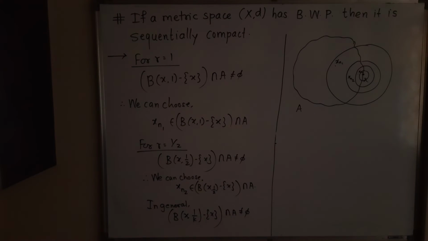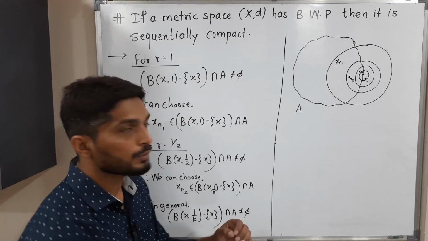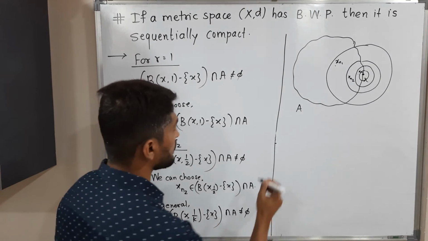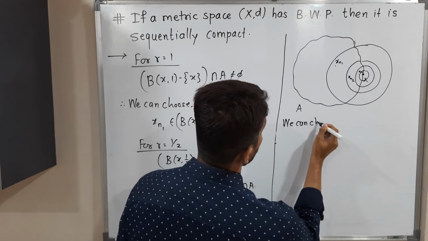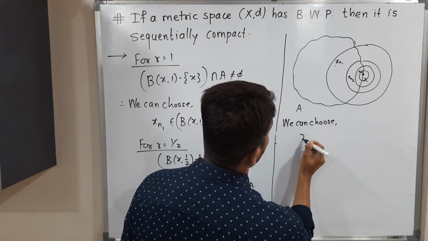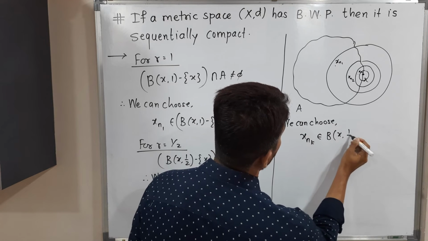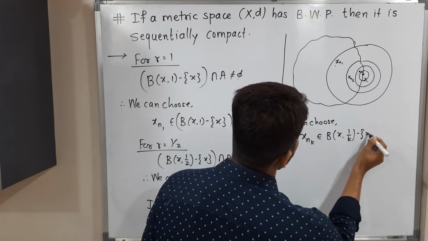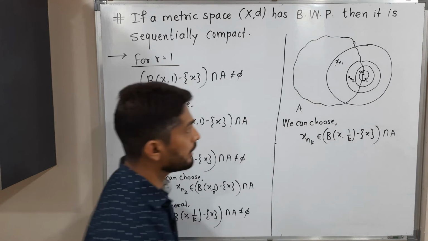So therefore we can choose one point xn k belongs to B(x, 1/k) minus singleton x intersection A. You are getting the point?